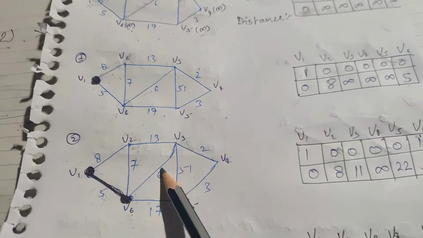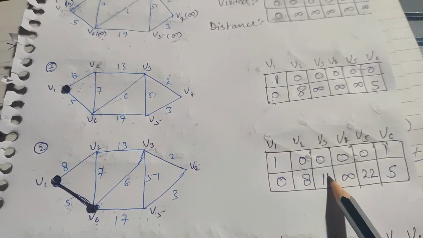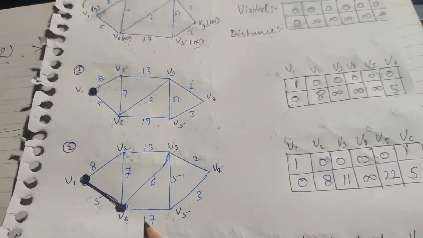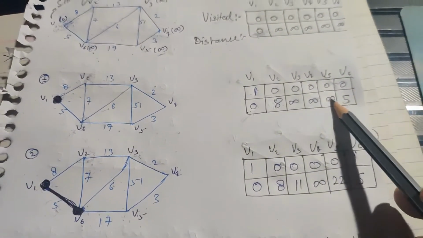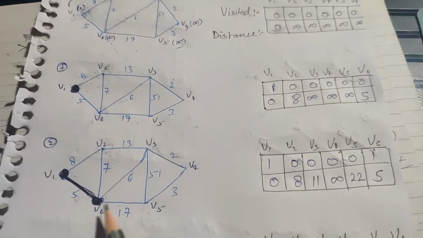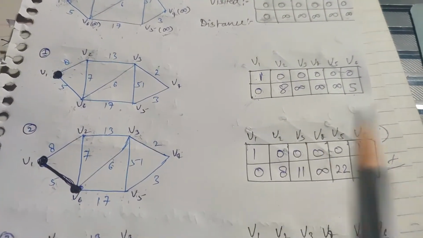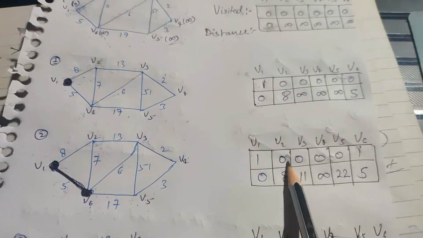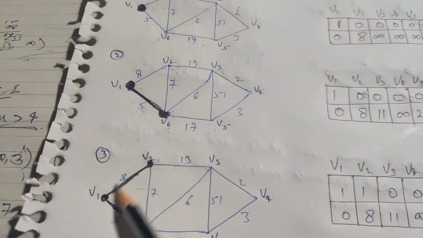Let us look at v3. This is 5 plus 6, 11. Initially it was infinity, so I update it. Let us look at v5. 17 plus 5 is 22. Let us keep 22 here because it is smaller than the initial state, which was infinity. Now our job has been done. We have marked it as visited. Now before we move to the next step, we have to see which one is the shortest among the unvisited. It is 8, v2. Let us go and visit it. We have visited v2.